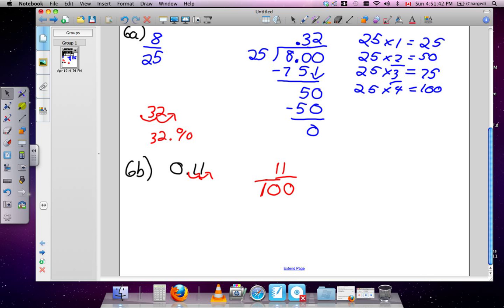So I'm going to do that a little quicker without the steps. We take this number 0.11, and all we do is move the decimal twice, so we make the number 11. Because we moved the decimal twice, we put 2 zeros underneath the 1. So now our fraction is 11 over 100. Now we can reduce this fraction, or we could just leave it the way it is.